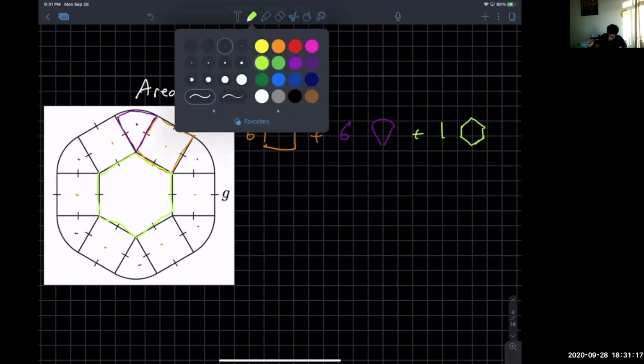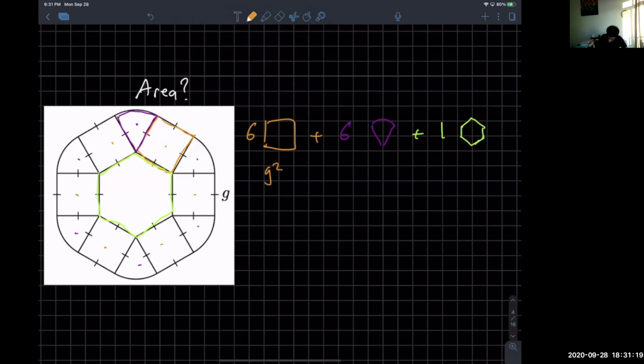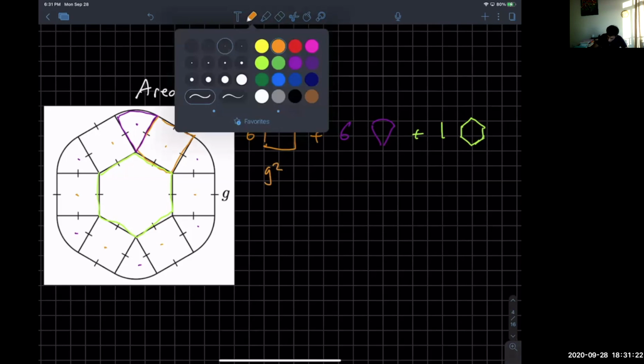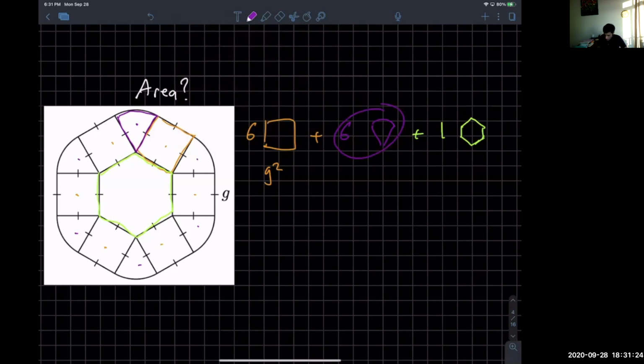All right, so we know this area is pretty easy, g squared. This area of the pie you may struggle with. So what do we need here? To get the area of a pie, we need theta over 360 times pi r squared, right? So essentially we need theta and we need r. So r, we know this length here, we know this is g. R is equal to g, correct? Theta is tricky.